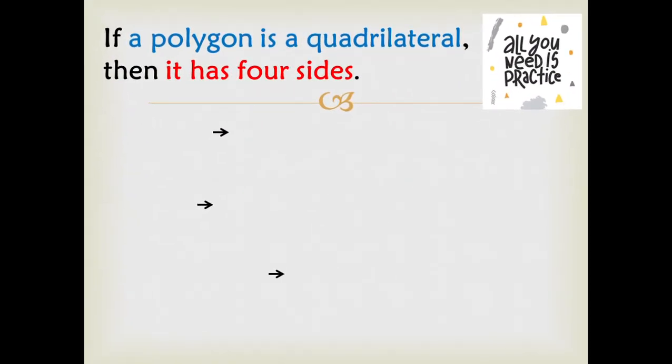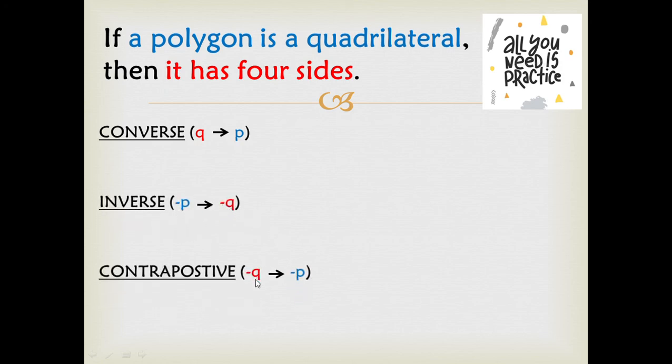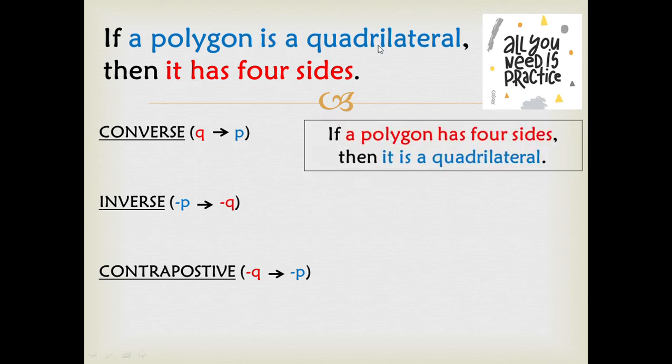Let us have a practice. If a polygon is a quadrilateral, then it has 4 sides. This is the original. If we make the converse, Q, then P. For inverse, negative P, negative Q. For contrapositive, negative Q, negative P. So, the converse will be, if a polygon has 4 sides, because the red comes first. If a polygon has 4 sides, then it is a quadrilateral.